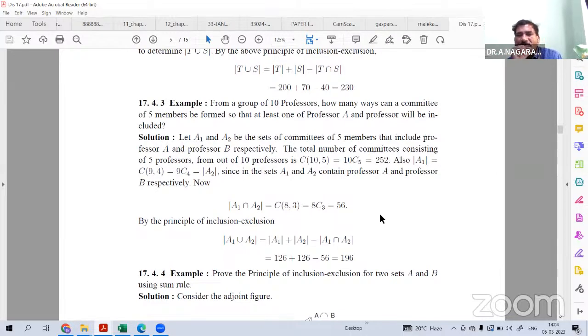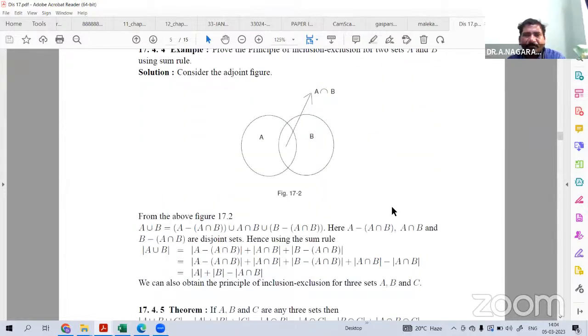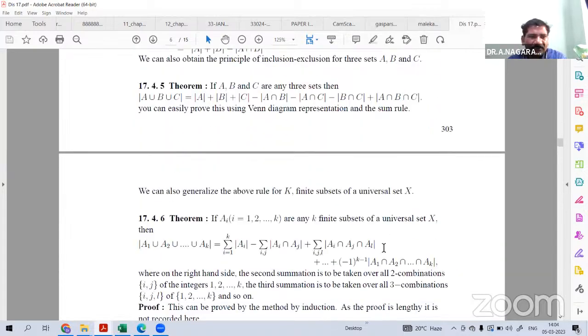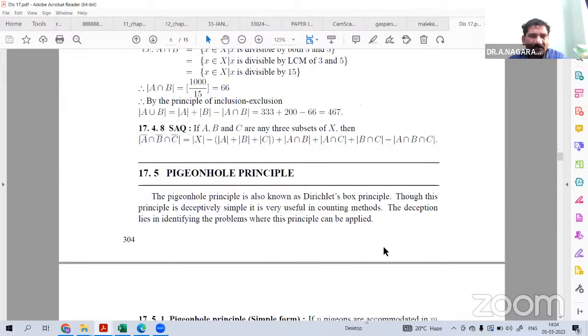Mod A1 equals 252, mod A2 equals 126. Actually, it was written 256 by mistake. Is it clear? Okay, clear, sir. Thank you. We go further to 17.4.7.